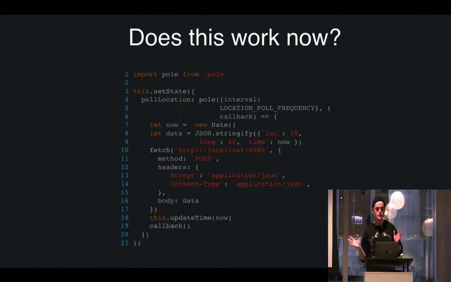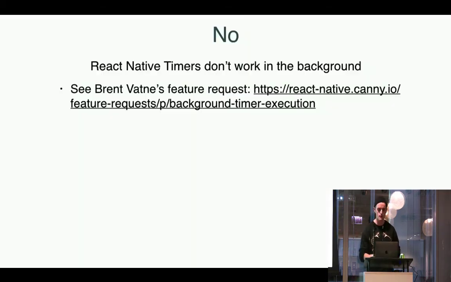So now that I've sprinkled in this sort of magic native voodoo, will this poll function automatically work? Can I just rely on this and will everything be hunky-dory? And the answer to that question is again, no. If you go to Brat Vatna's feature request, he's one of the main developers on Expo, a really excellent tool for developing React Native applications. He has a feature request about this, and he explains that basically React Native timers, the stuff that poll is based on, the stuff that setTimeout is based on, don't work in the background.